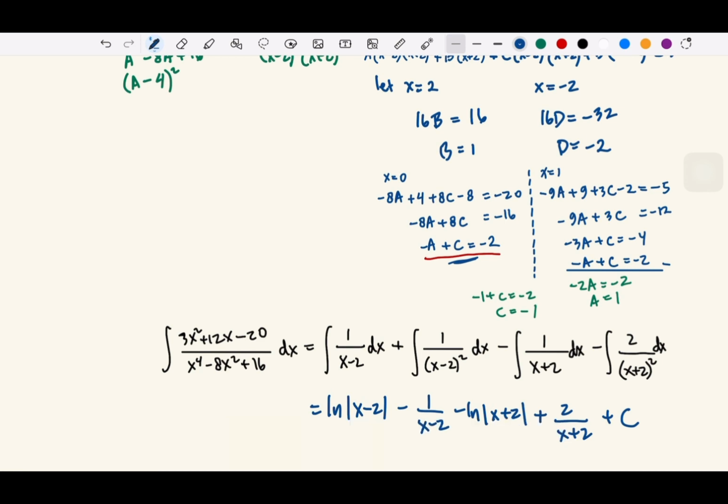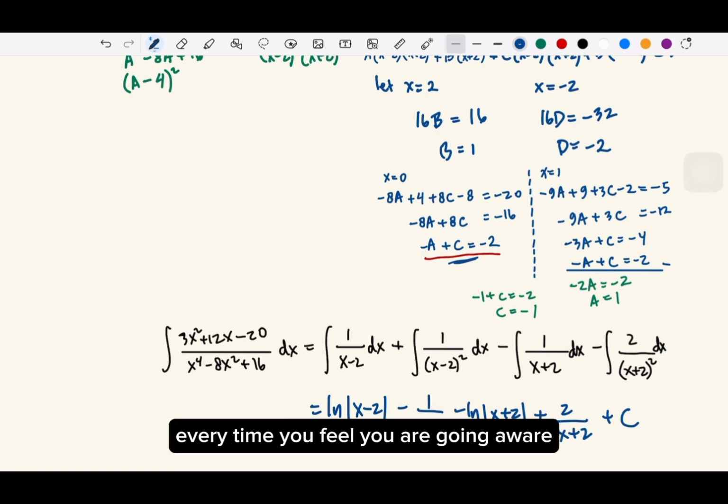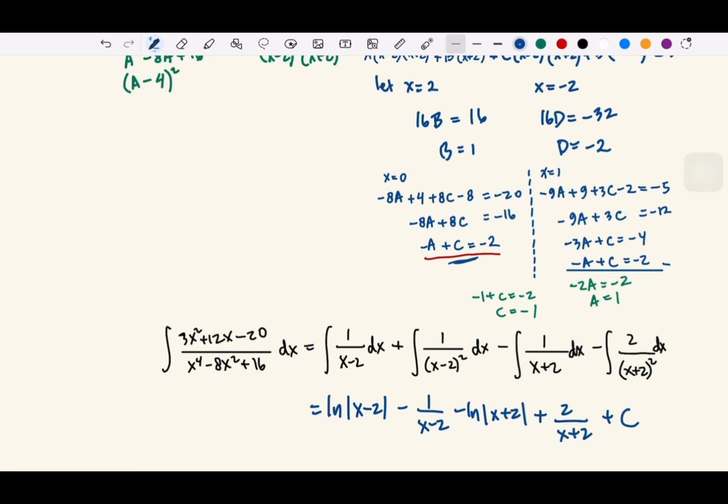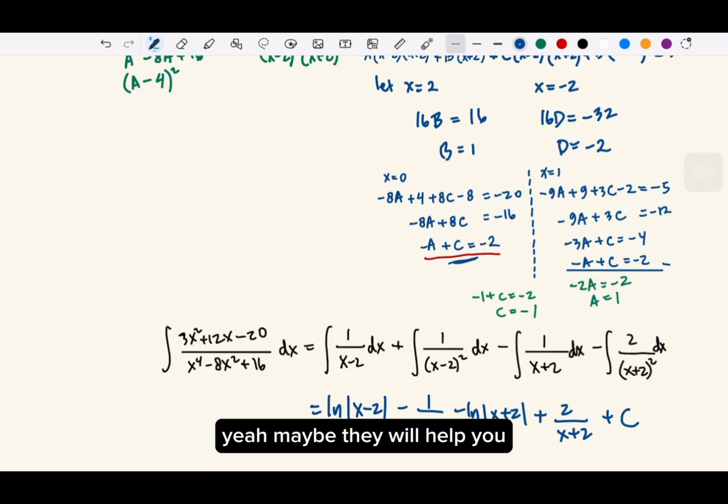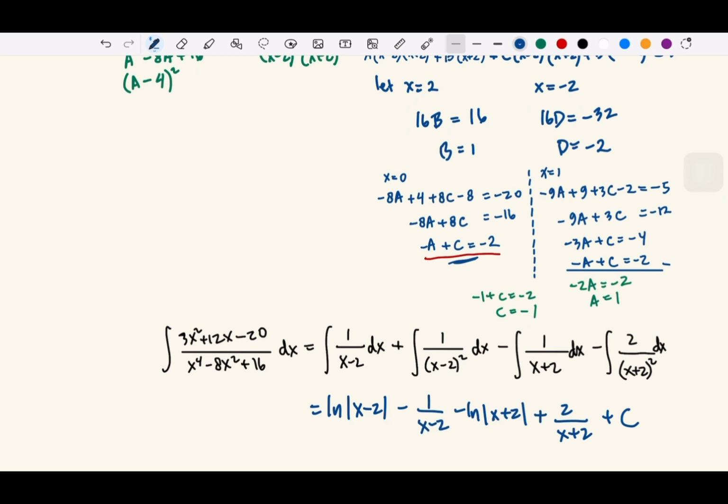Right? So that's my suggestion. Every time you feel you are going nowhere, my suggestion, skip that question and work with another one. Yeah, maybe that will help you. Okay.